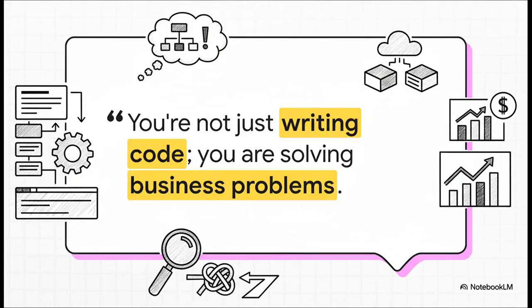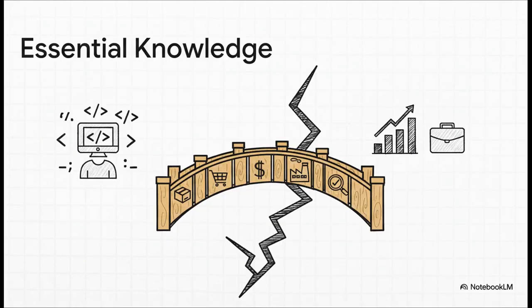And that brings us to this. You have to remember, you're not just a coder, you're a problem solver, a business problem solver. And you absolutely cannot solve a problem if you don't understand it first. Every single line of code you write has to serve a clear, understandable business purpose. So what does that actually mean for you day to day? It means you need to have at least a basic understanding of the core business modules.